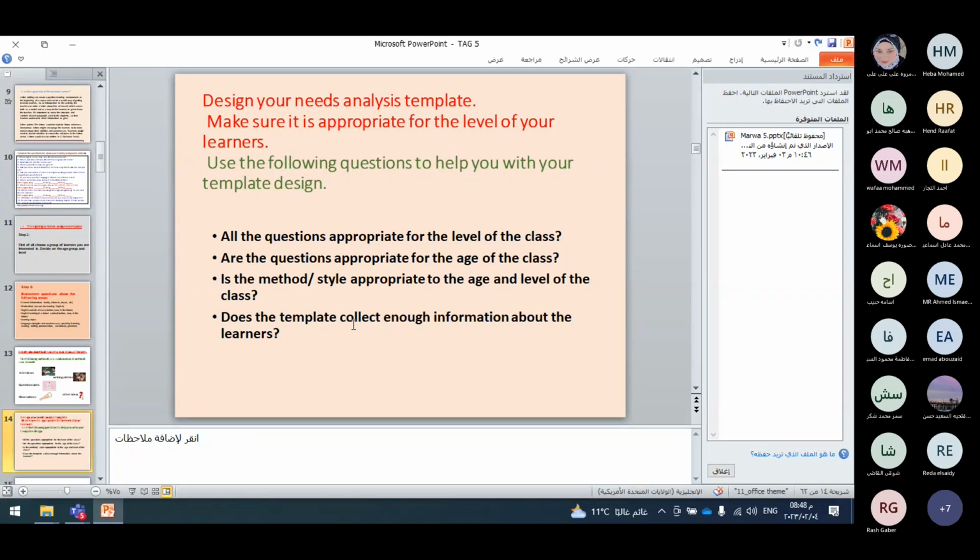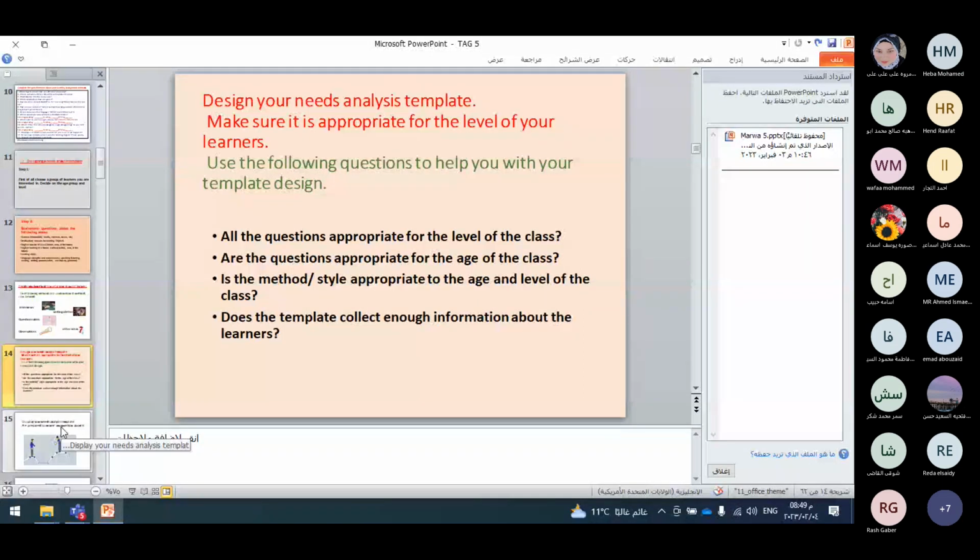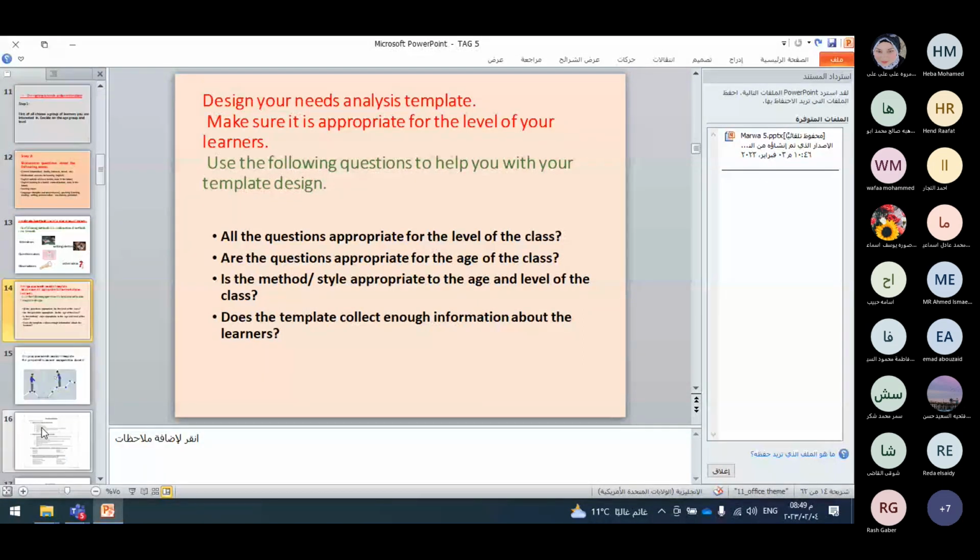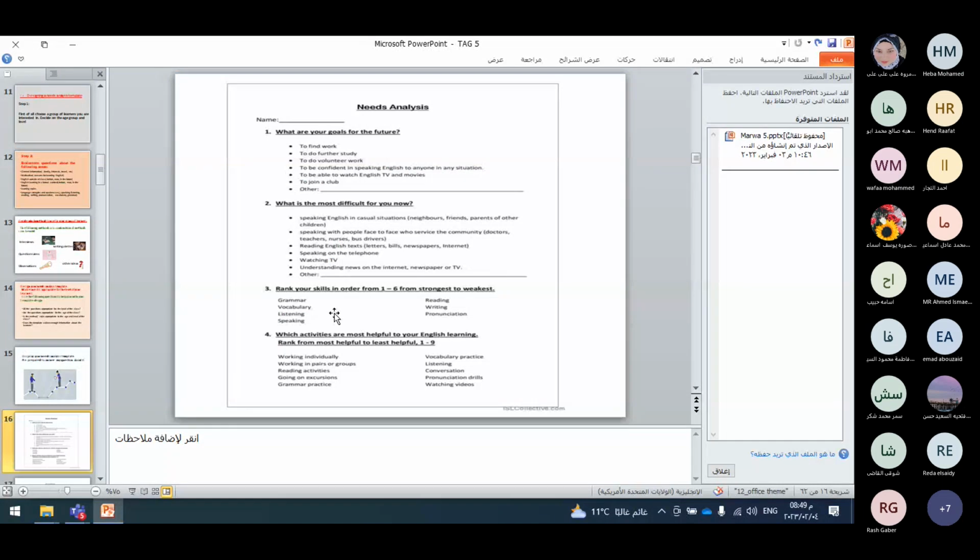Okay, does the template that I have created and designed collect enough information about the learners? So after designing a needs analysis template based upon the two steps that I have told you about, I have to think about an answer to these questions. Okay, I'll show you now because we are in an online session, so I will not ask you to design a template now, but maybe later on you can do some templates like this.